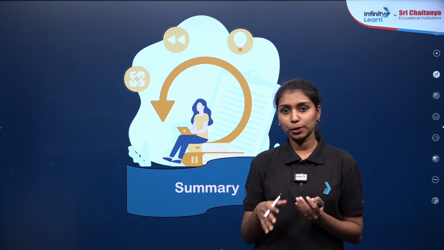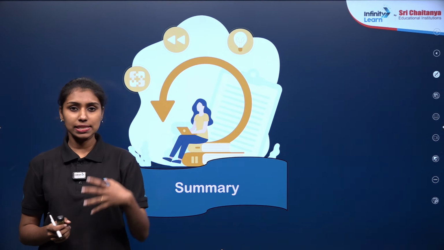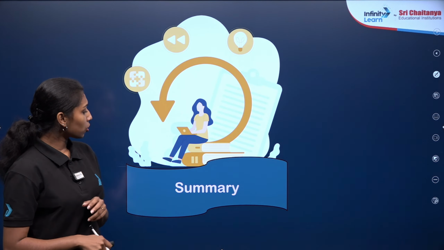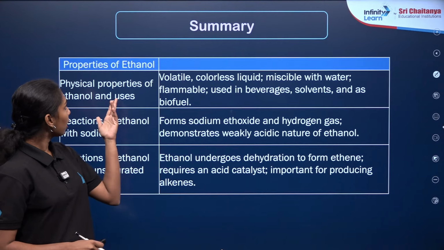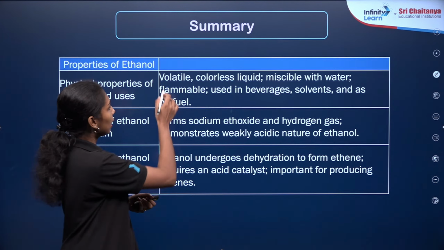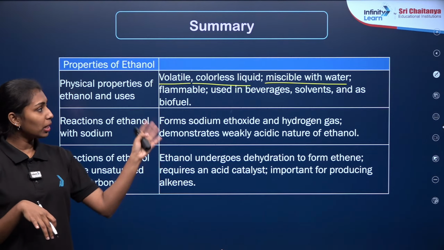It's not at all that difficult. You need to watch the recorded session after completing the class, and only then can we remember all the reactions. Whenever we see them for the first time, it feels very difficult. No, it is not at all difficult. So let's quickly summarize the topics that we have covered in this class. First we have seen the properties of ethanol, right? Ethanol is a volatile, colorless liquid, miscible with water, right? If you add it to water, it will be completely miscible.